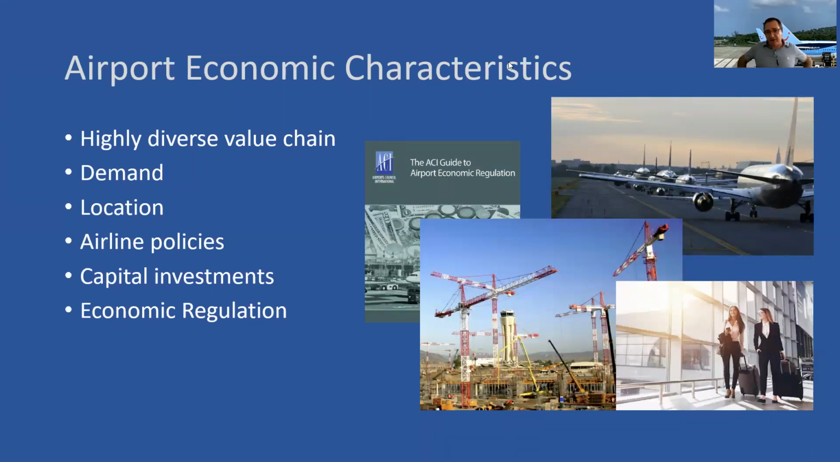So, what are some of the characteristics of airport economics, of the economics of the airport industry? The first one is that airports have a highly diverse value chain. What does that mean? It means that the airport business is not just the provision of a runway, which is at its basis the core function. That's what it is, to provide a runway and to allow the transition between the air mode to the ground mode or the sea mode.